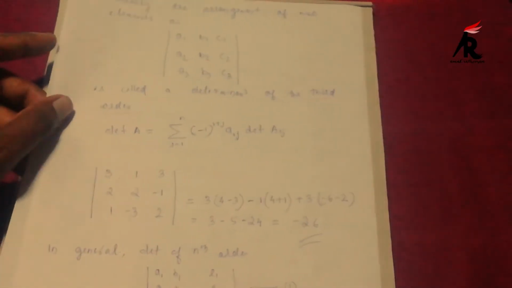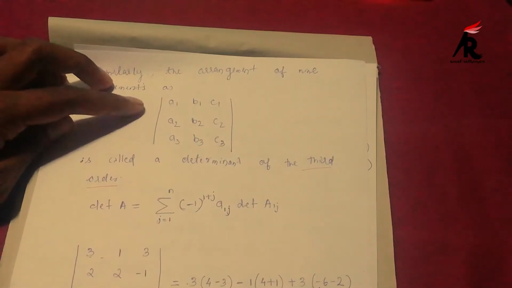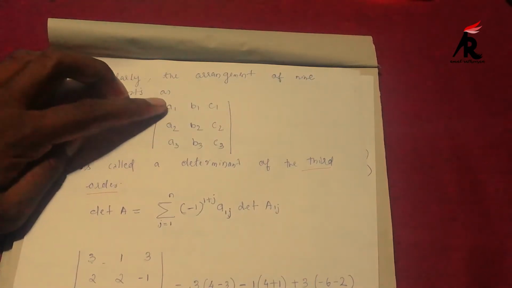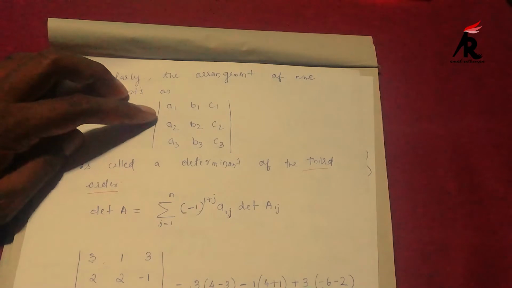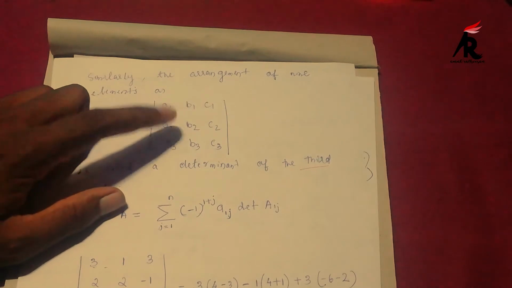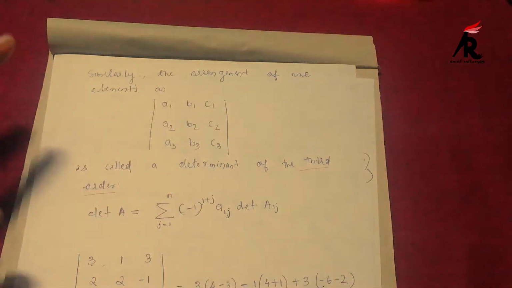So we have a similar arrangement with 9 elements, and the determinant of third order will be like this. This is a determinant of the third order, with 3 rows and 3 columns. In the first row we can see a1 b1 c1. In the second row we can see a2 b2 c2. These are the elements.